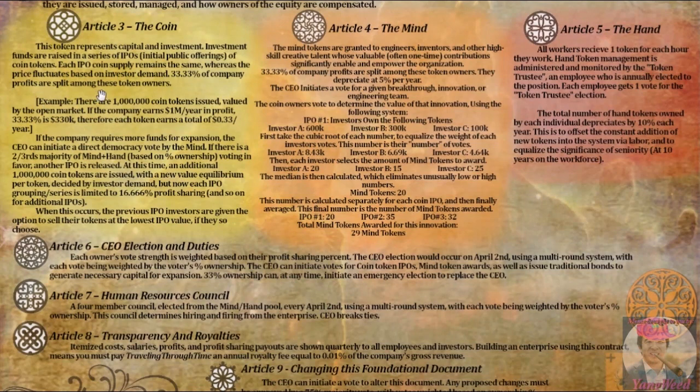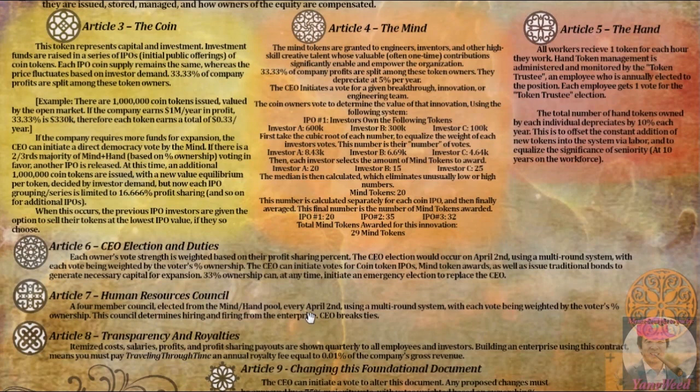So if you had 100% of this, or 100% of that, or 100% of that, you could, or 10% of each, right? Human Resources Council, a 4-member council elected from the mind and hand pool every April 2nd, using a multi-round system with each vote being weighted by the voters' percent ownership. This council determines hiring and firing from the enterprise. The CEO breaks ties. So the human resources is a very important and a very powerful position, as well as the CEO. For the CEO, all three vote, and then for human resources, only the mind and the hand vote.